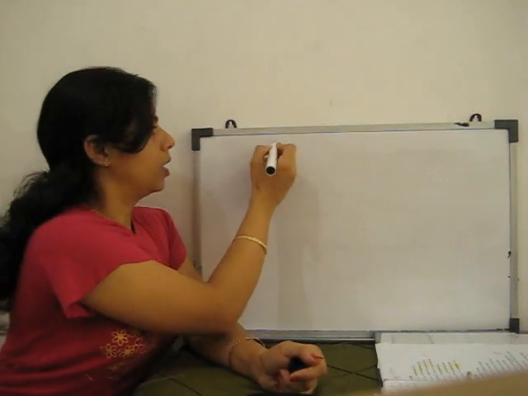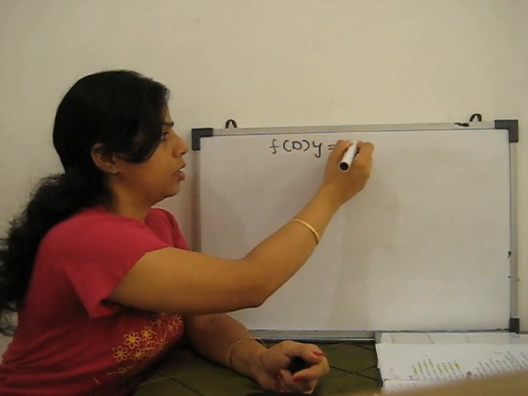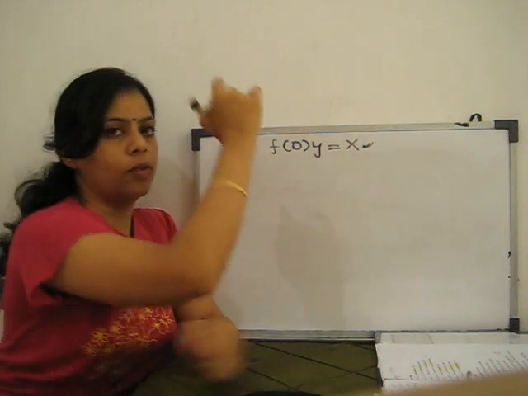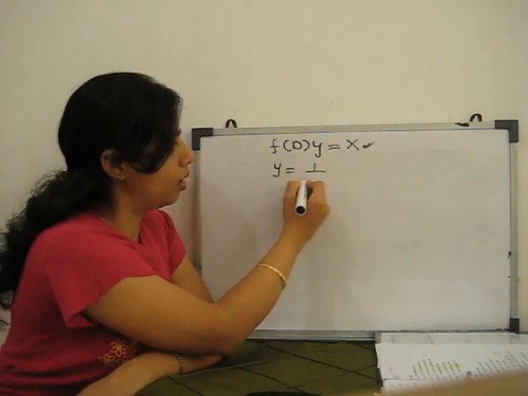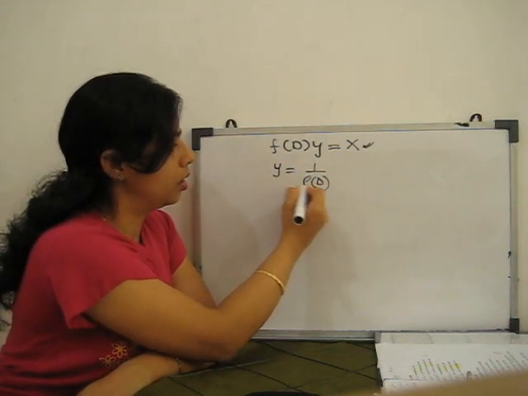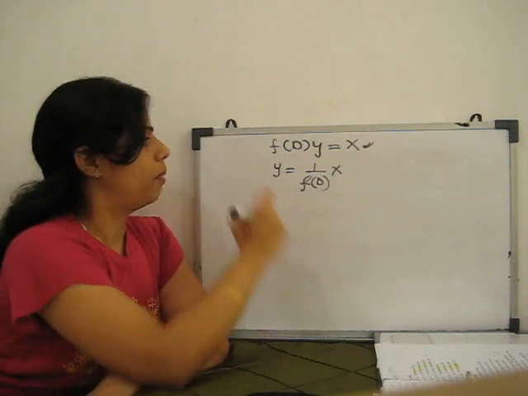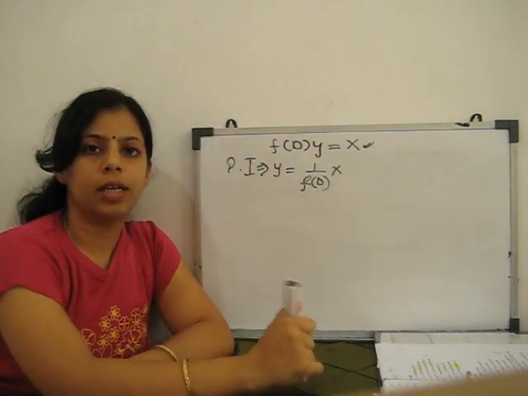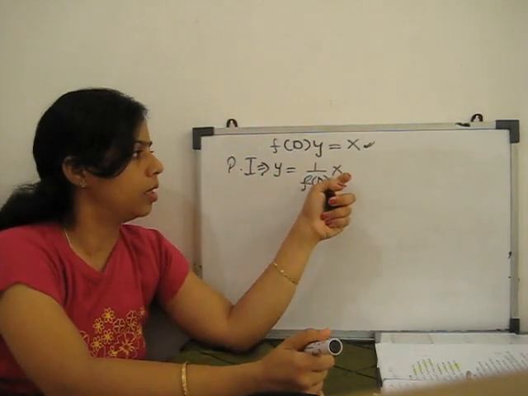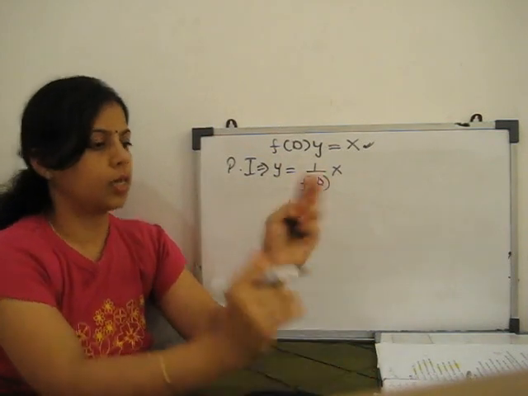First, our given equation is f(D) y is equal to a function of x. Now we have to solve this, so we rewrite y is equal to 1 upon f(D) into x. For the particular integral, we write our equation in the form of 1 upon f(D) into x. Now we discuss the cases for the particular integral.